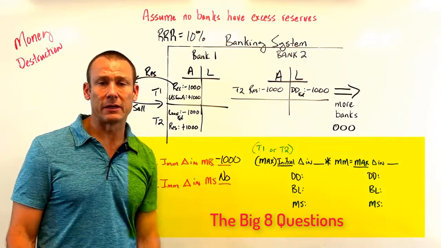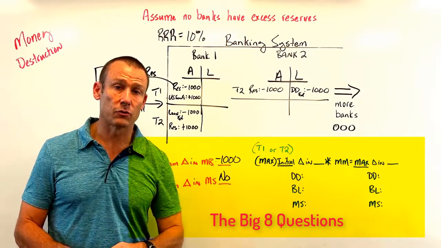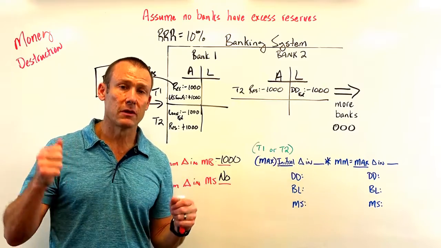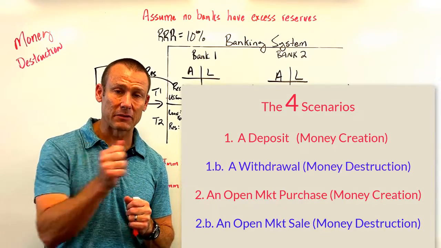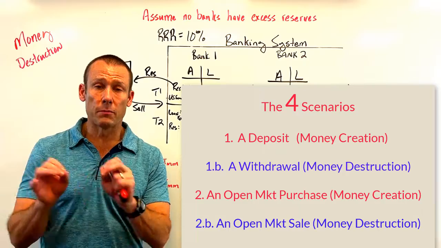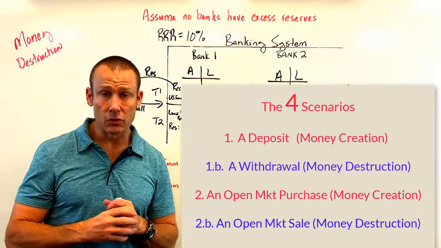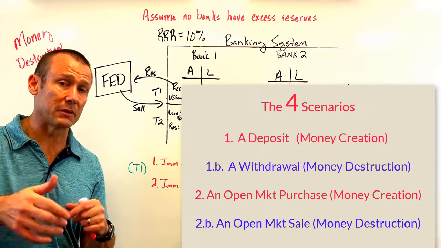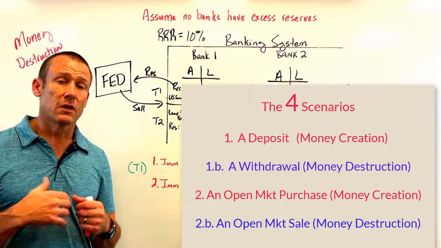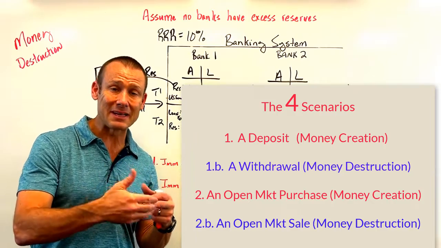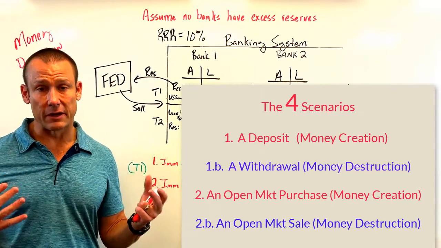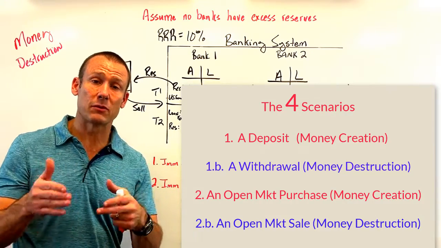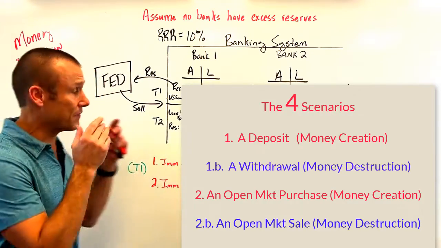8 questions we need to master for each of our scenarios. What are each of our scenarios? The first 2 have to do with money creation, and that's a deposit, okay, so somebody makes a deposit, or an open market purchase. That's scenario 1 and 2. I like to say, then there is scenario 1, the B side, and scenario 2, the B side, which has to do with money destruction. Scenario 1, the B side. What's the B side of a deposit? It's a withdrawal, and that causes money destruction. Scenario 2, the B side. What's the B side of an open market purchase? An open market sale, and that's what we did in this video.